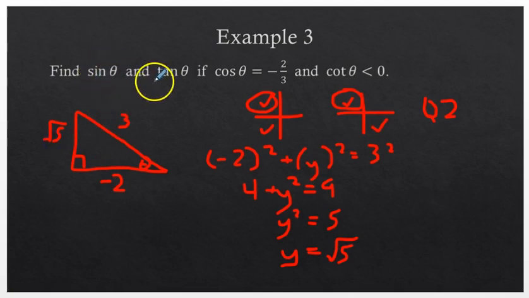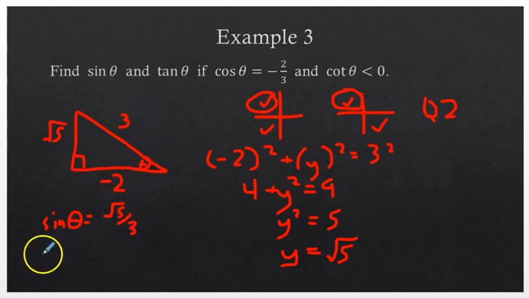Now when they asked me to find sine and tangent, I don't know what theta actually is. This could be 20 degrees, it could be 50 degrees, I have no idea. But I do have the information I need to fill out sine and tangent because I know sine is opposite over hypotenuse. So since I have the 3 sides of my triangle, I can just write the fraction square root of 5 divided by 3.